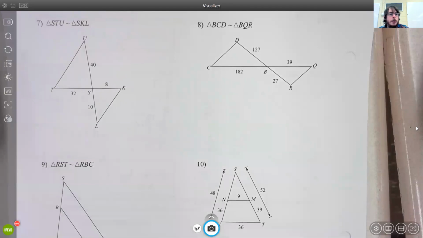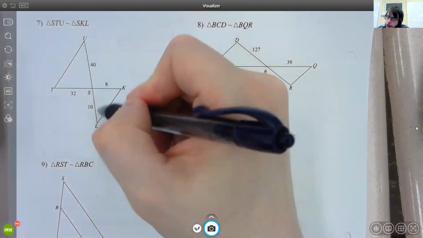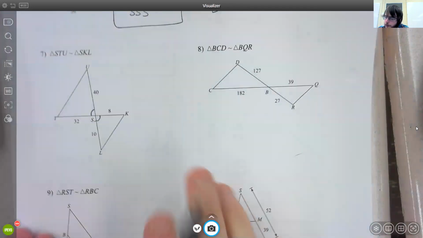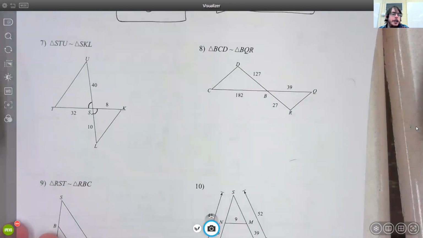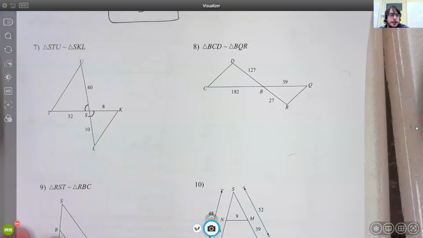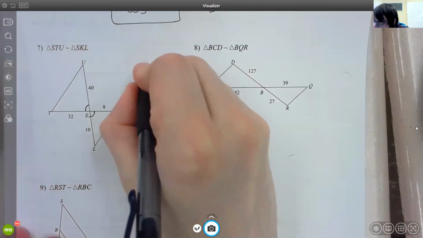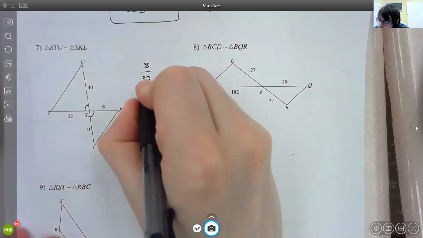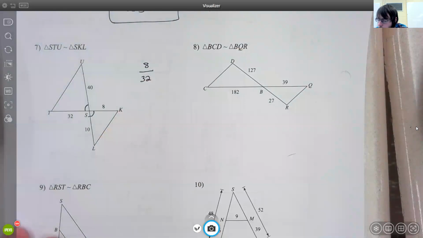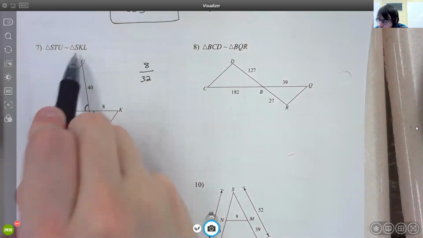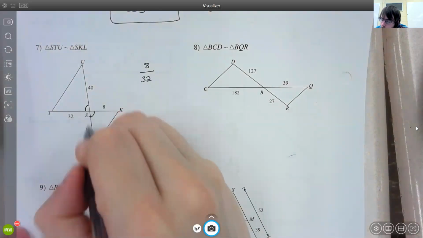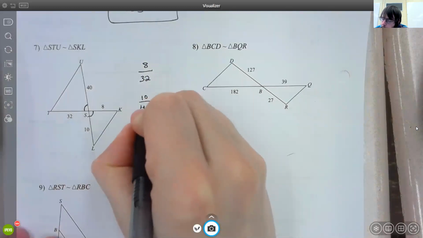All right, so number 7, we have 2 sides labeled for both triangles, and we see that we have a pair of vertical angles here, okay? So if we are going to determine these are similar, we're going to do so by side angle side. So let's set up our side ratios to see if they're proportional. We're going to start out with 8 first, and 8 is going to have to match up to 32. And you can see that SK here and ST in the statement would match up. And then our other one, we have to start back from this triangle, so 10 over 40.